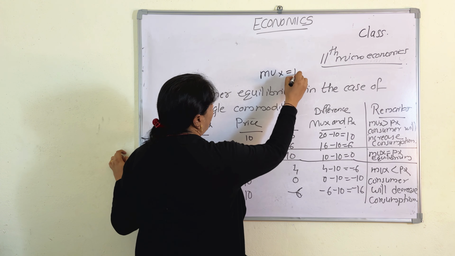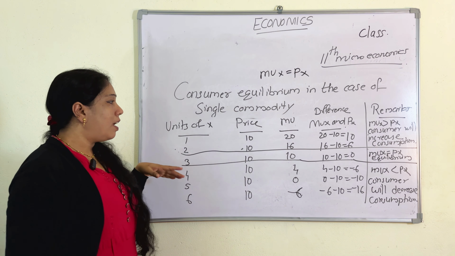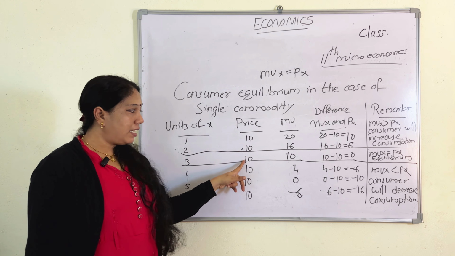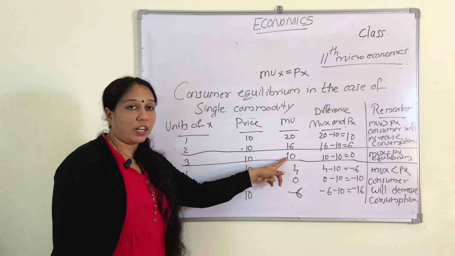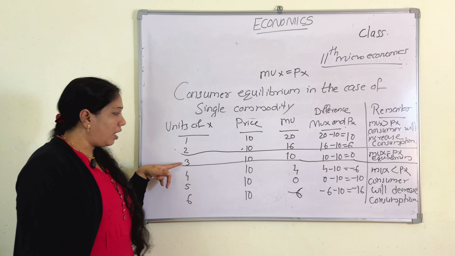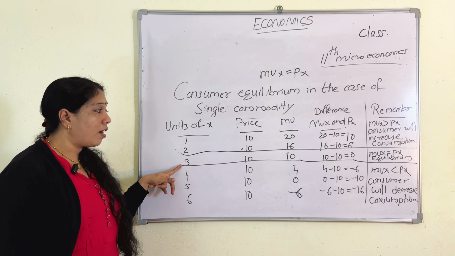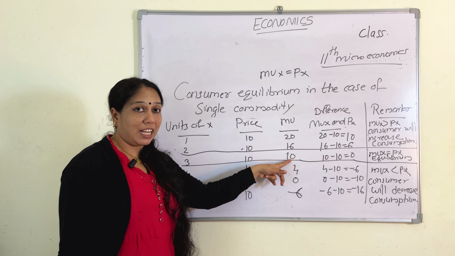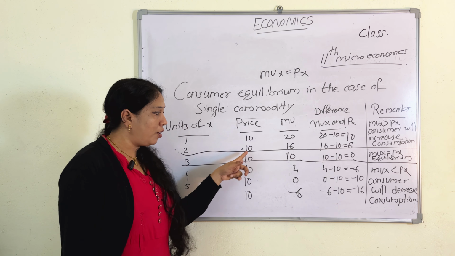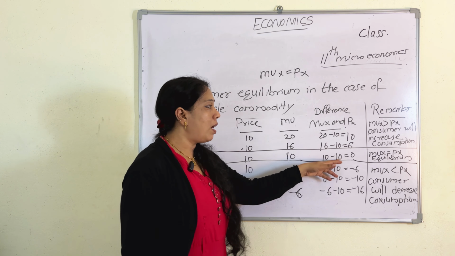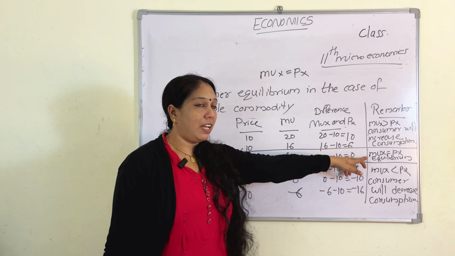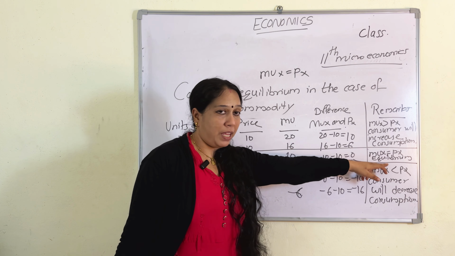Here the consumer equilibrium in the case of a single commodity is what equation? MUX equal to PX. Here MUX equals PX at what time? Price is 10 and marginal utility is 10, both are equal at the third unit. At the third unit of the commodity, marginal utility is equal to price, that is 10 equal to 10. So the difference, 10 minus 10, is 0. This is the equilibrium condition, MUX equal to PX.